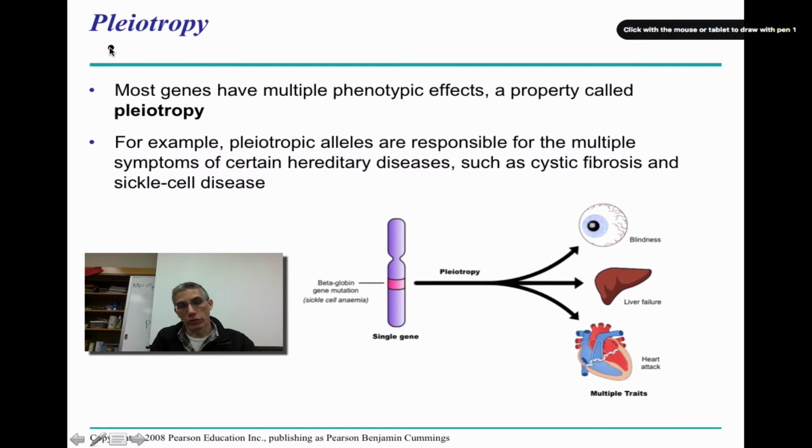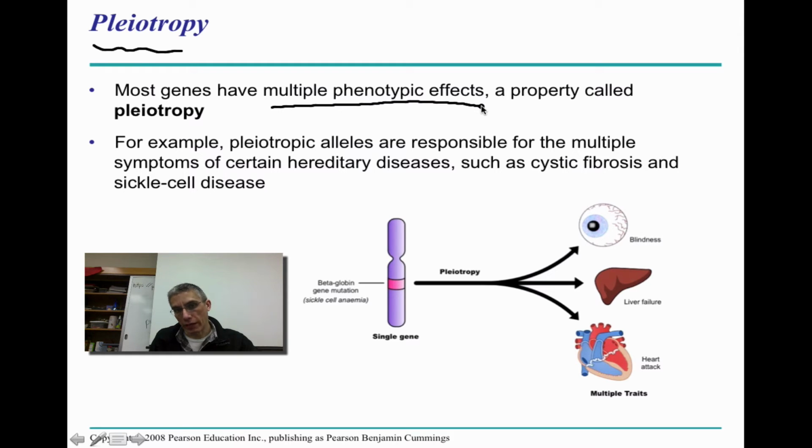type O. Now, another example of, again, an alternative to typical Mendelian inheritance is one called pleiotropy. Now, most genes are going to have multiple phenotypic effects on the individual. So remember when we talk about phenotypes, that's what we're going to see in the individual itself based on the genotype that that individual has. Now, we call that pleiotropy.